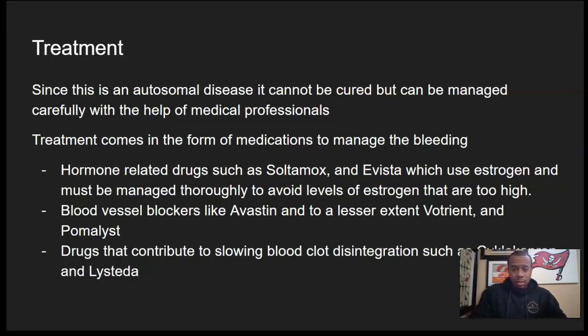As far as treatments, since this is an inherited disorder, it cannot be cured, but it can be managed with the help of medical professionals. It comes in the form of three ways: hormone-related drugs, blood vessel blockers like Avastin, and to a lesser extent Voltaren, and drugs that slow the breakdown of blood clots.